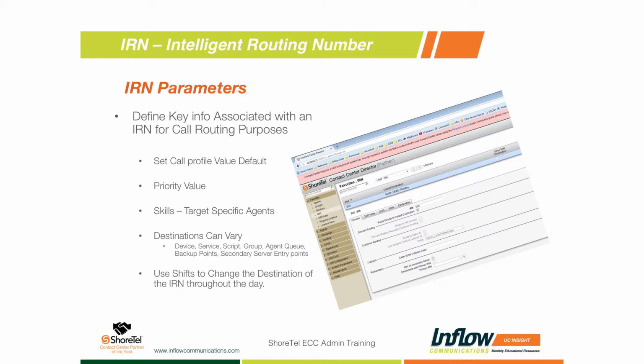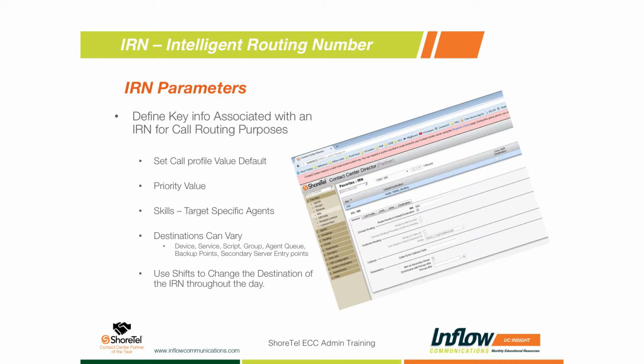You can also set priority values. This is helpful when you have 3 or 4 IRNs that may represent 3 or 4 different business units, but you want different business units handled at a higher priority, such as inbound calls with someone that has an open trouble ticket that's at a high risk, or a sales IRN. Calls coming into sales can be routed at a higher priority than calls for general customer service. So you can set the priority value.